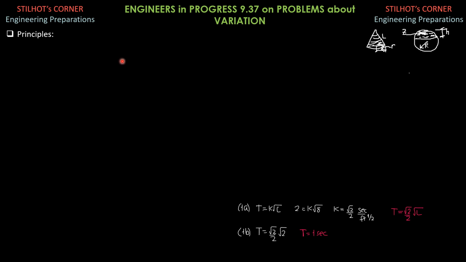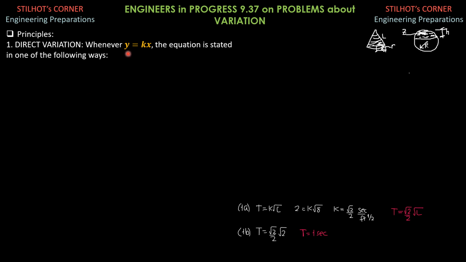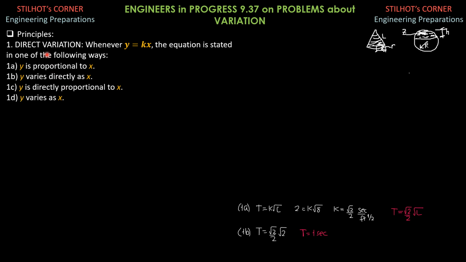So the first type of variation is the direct variation. Whenever y equals kx, the equation is stated in one of the following ways. This is the translation of this language. So y is proportional to x, y varies directly as x, y is directly proportional to x, and y varies as x. Simply, y varies as x. So all these statements correspond to this equation here. As simple as that.